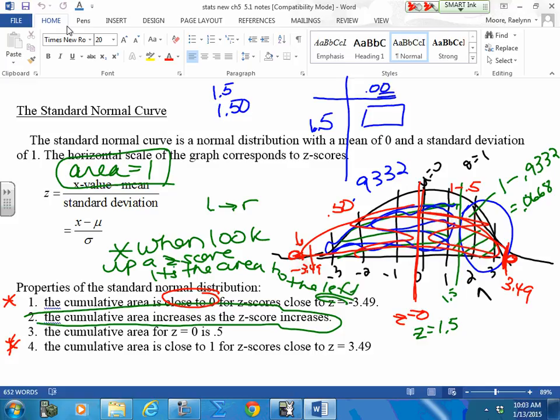And maybe tomorrow we'll take a look at how to find it on your calculator. But today I want you to just kind of get the concept of this, how we find these pieces. So we're going to incorporate your normal curve and your standard normal curve, and we're going to come up with all the properties that we need to use.